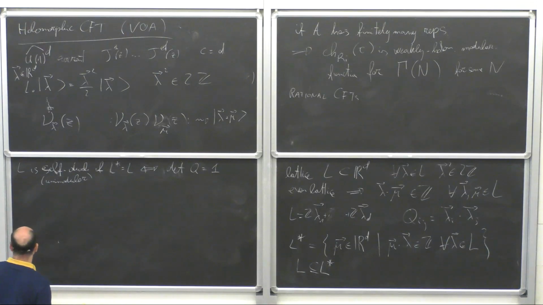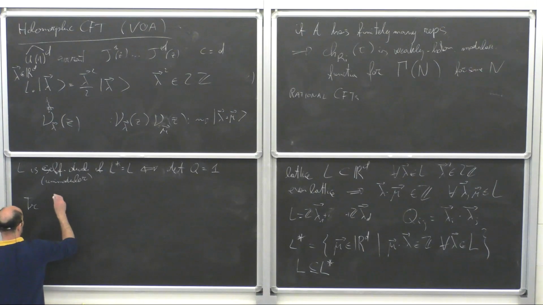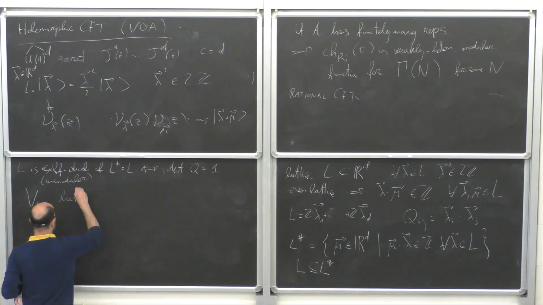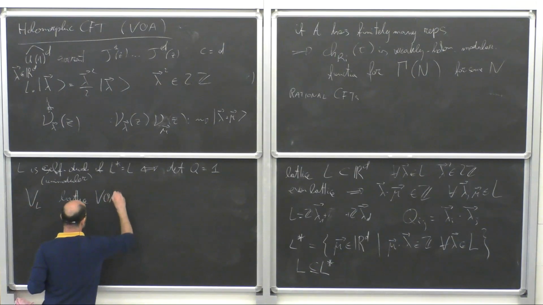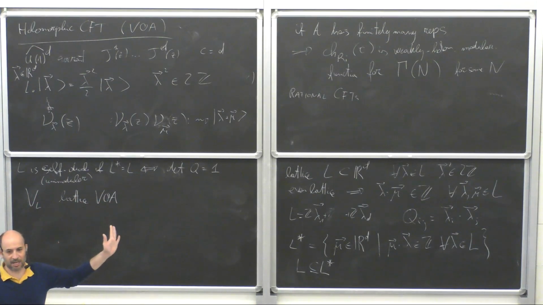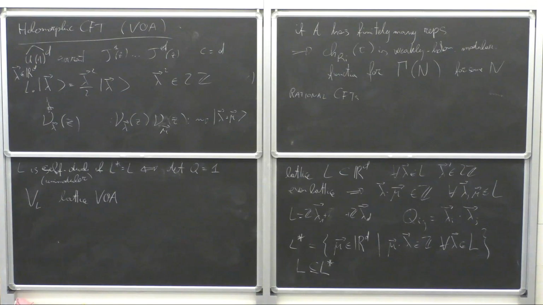So how do you build the character of this vacuum? You have to take a trace. Let me give a name to this chiral algebra: I will call it V_L. V stands for vertex operator algebra, and L is the lattice, and these are called lattice VOAs. You can build a lattice VOA for any even lattice, and you get a bosonic VOA. That's fine as a chiral algebra, but then we want the ones that are modular invariant.